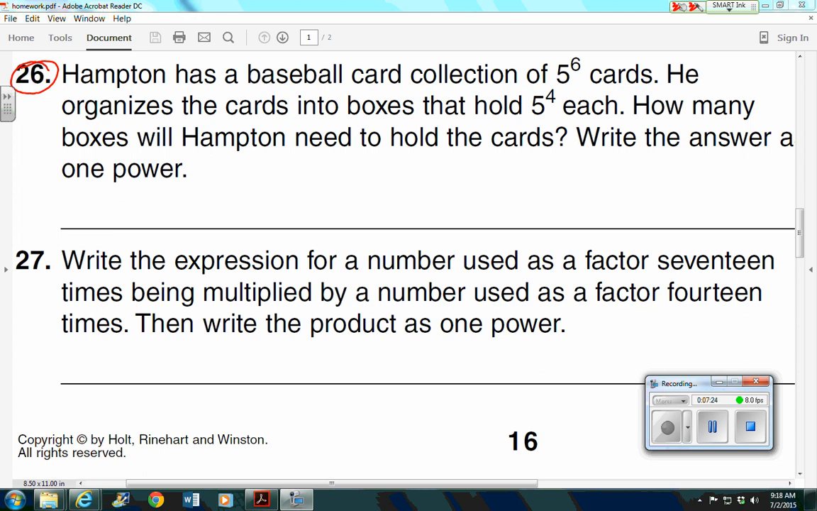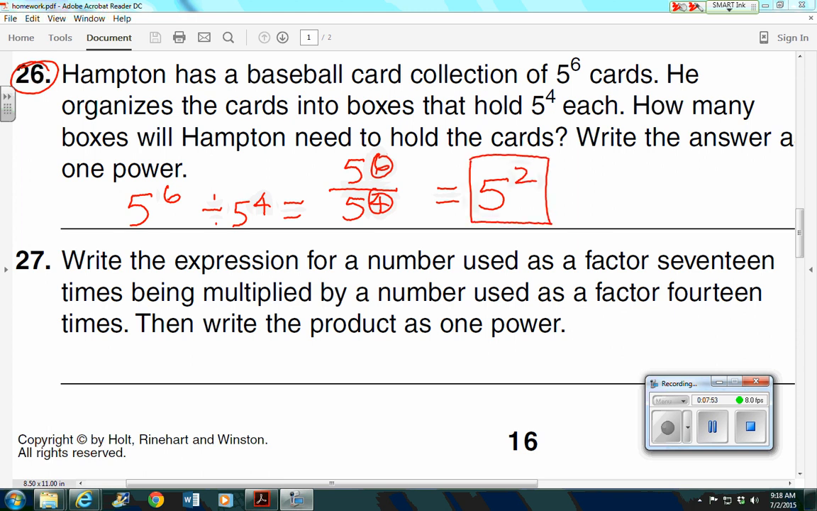So his total number of cards is 5 to the 6th, and he's going to put them in boxes that hold 5 to the 4th. So we're going to divide that by 5 to the 4th. The way we've been looking at a problem like that is like this, 5 to the 6th over 5 to the 4th. That's division where the bases are the same, so we keep the base and subtract the exponents. So it's going to be 5 squared, and we don't need to evaluate that and make it 25 because it says to write the answer as 1 power.